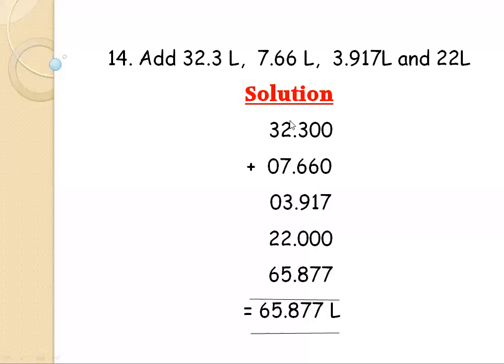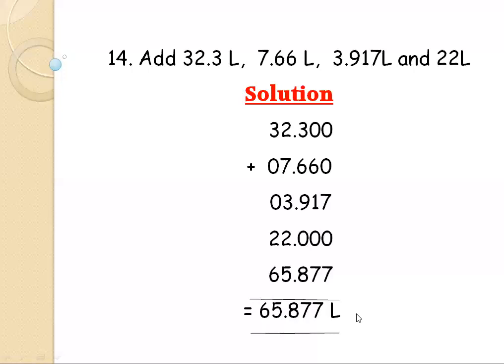1 plus 2 is 3. 3 plus 7 is 10. 10 plus 3 is 13. 13 plus 2 is 15. So I'll write 5 and carry 1 here. 1 plus 3 is 4. 4 plus 2 is 6. So I'm left with 65.877. So my answer is 65.877 liters. Did you see that?